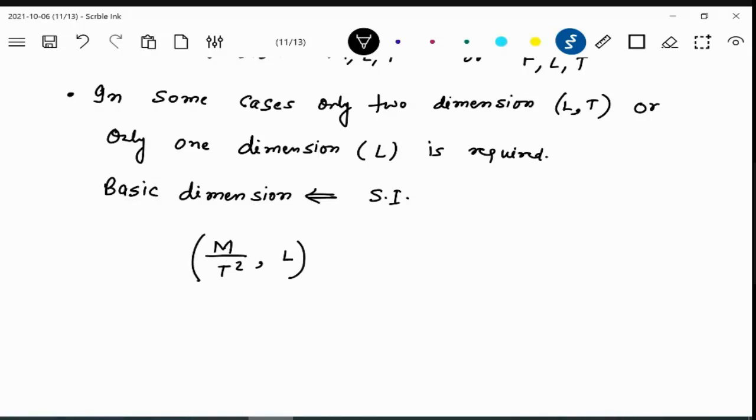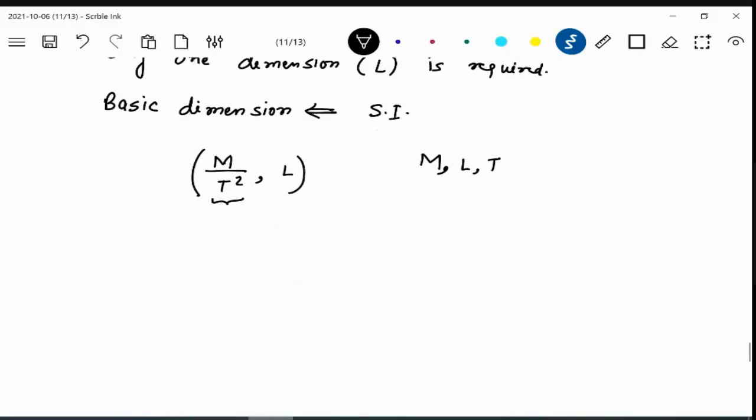In this case, only two basic dimensions are used. Three basic dimensions are used. What are the basic dimensions used in this problem? M, L, T, but the reference dimension will be 2 only, because in that case M by T square we will consider as one dimension. Don't worry about this. We will discuss this again when we are discussing the problems.